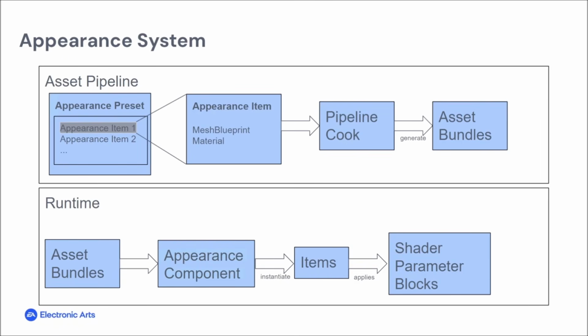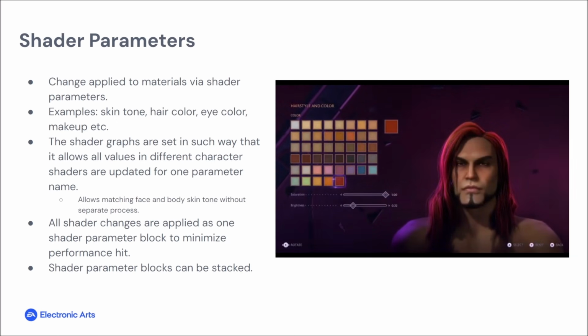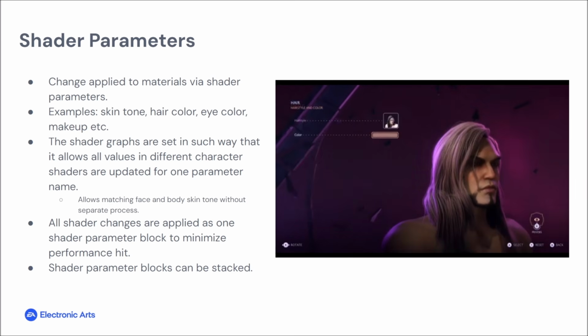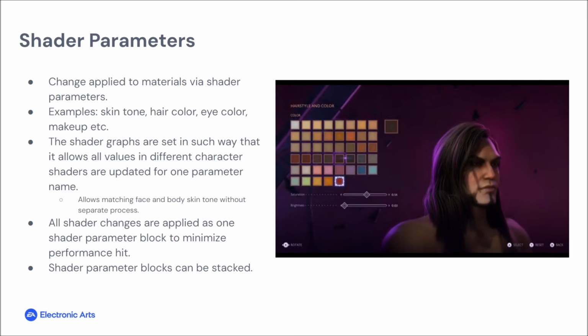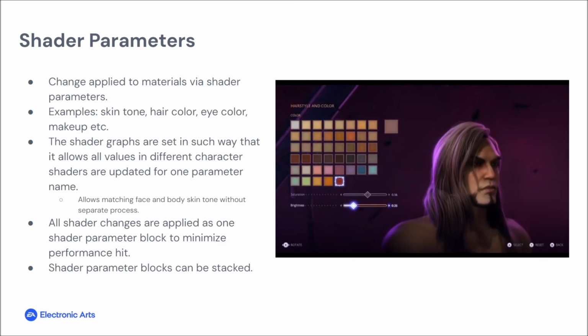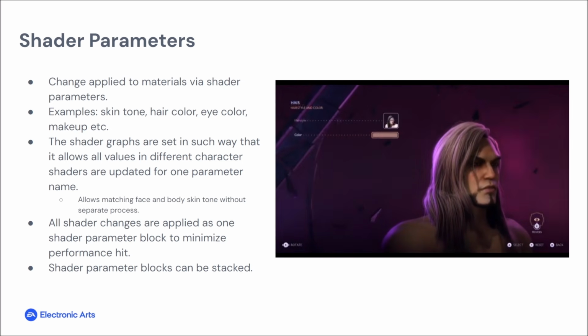The shader parameter blocks are containers for shader parameters and values. These are stackable, and hence a character can have more than one shader parameter block applied to it. Shader parameters can be used to change things like skin tone, hair color, eye color, etc. The input is the parameter name and its corresponding value. All the instances of a shader parameter with this name in the character shaders are changed to this value. This allows for face and body skin tone, for example, to match.